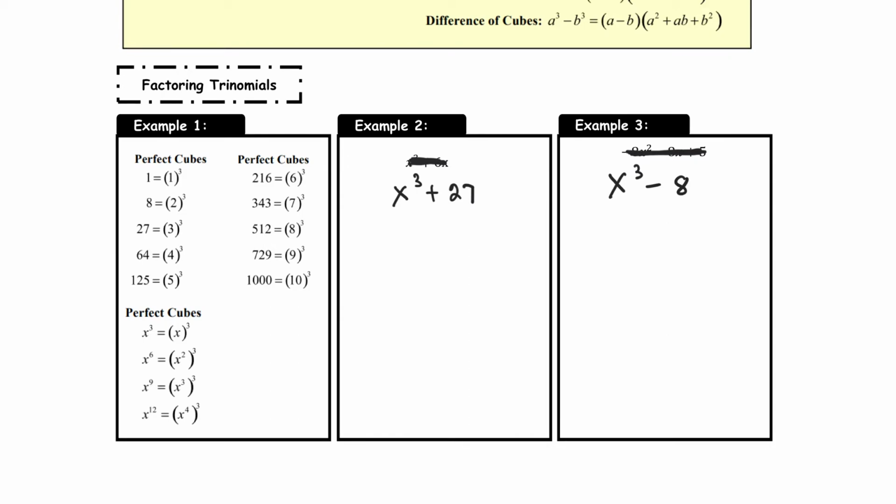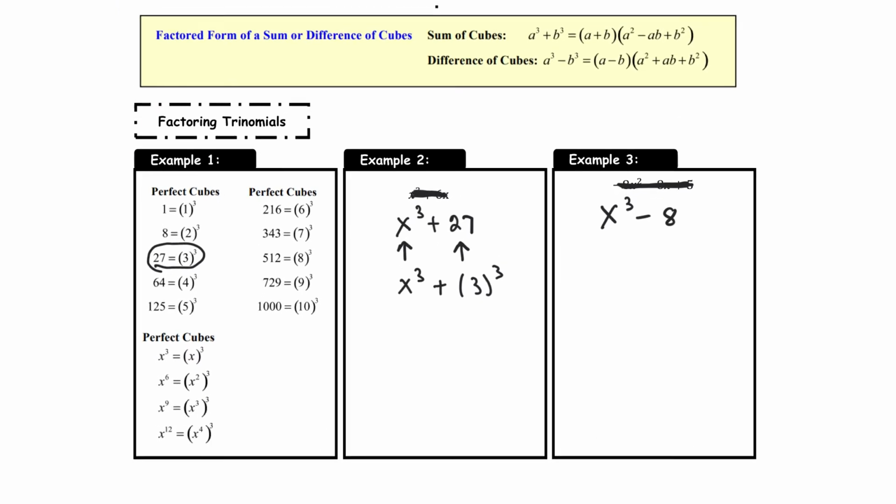Please make this correction. It should have been x cubed plus 27. And then, for example 3, we have x cubed minus 8. You know that the first term is x cubed, and the second term, you have to do some thinking. Is 27 something cubed? Yes, 27 is 3 to the third. So I'm going to rewrite this as x cubed plus 3 to the third power.